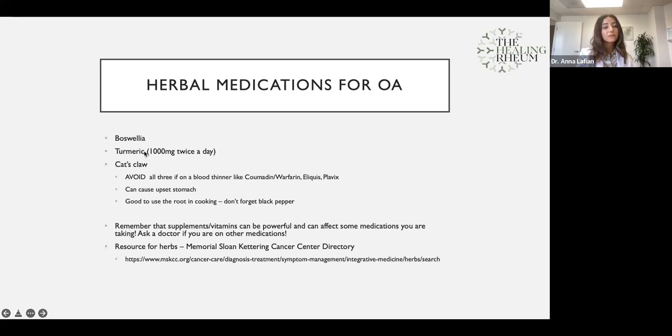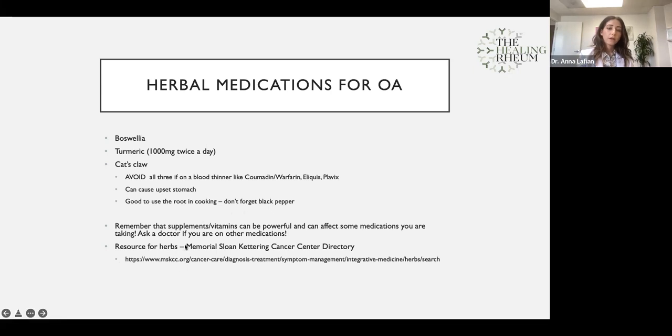And if you can't take, let's say, turmeric because you're on Coumadin or warfarin, a little bit of it in your food is not going to really mess with your medication much, as long as you get the root and you add black pepper. The black pepper helps the body to absorb the turmeric much better.